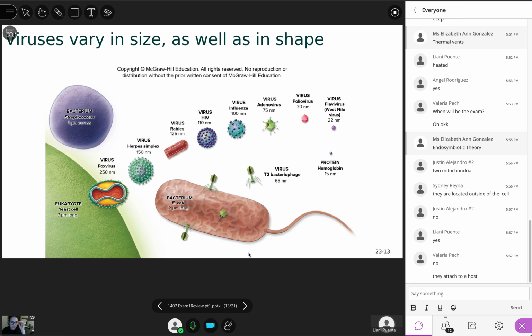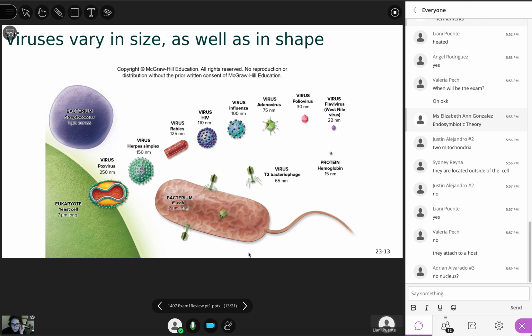So that's true that they need to attach to a host. No, they don't have a nucleus. They do have DNA, but they don't have a nucleus. But other cells don't have a nucleus, and they're still considered to be living. So what the difference between a virus and a cell, which is living, is that a virus does not metabolize. When we say metabolize, meaning that it needs to make ATP. So viruses don't metabolize, therefore, we don't classify them as living.